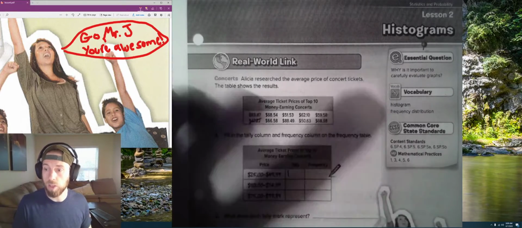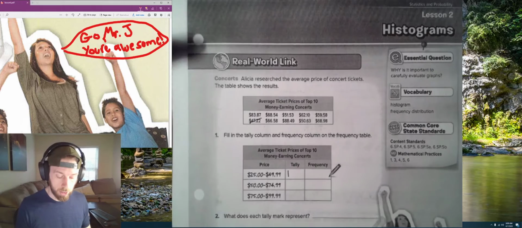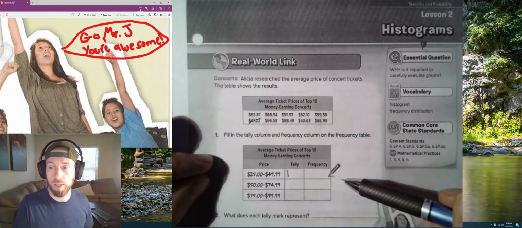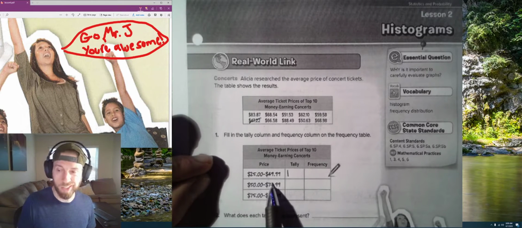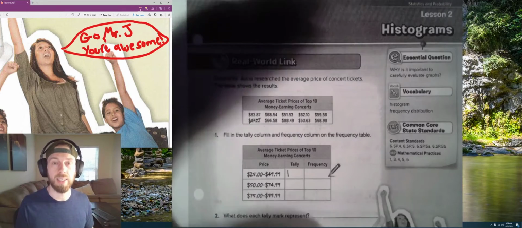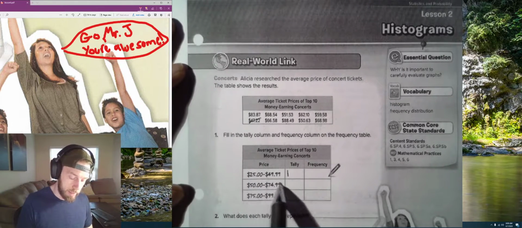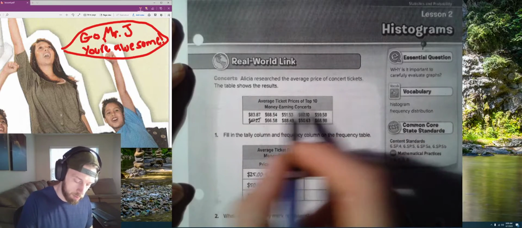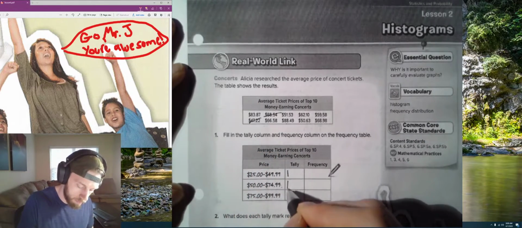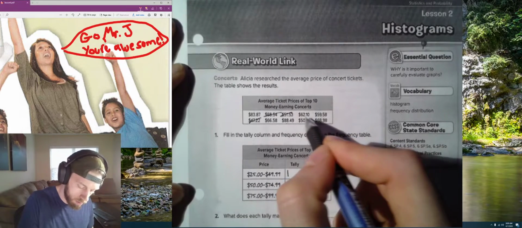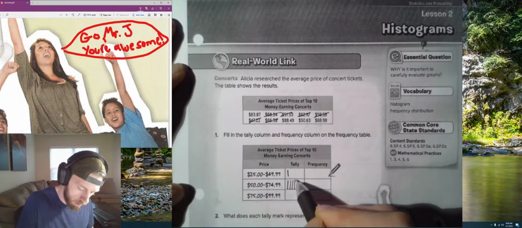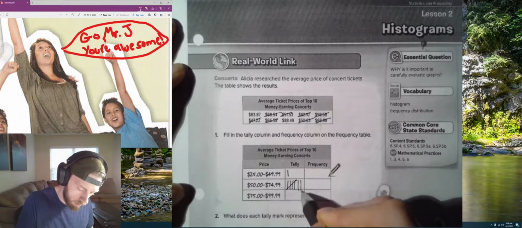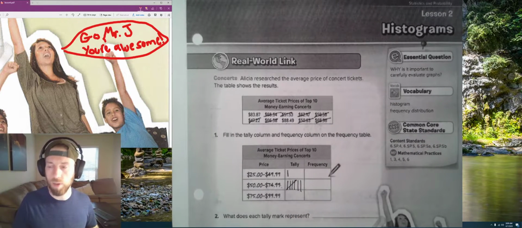This is really important because the intervals on your histograms or on your frequency tables have to be the same. You can't have an interval of $25 here and then an interval of $10 here. It doesn't work like that. You've got to be consistent. So we're going to check and see how many ticket prices we have between 50 and 74.99. There's one, two, three, four, five, six, and seven. 7 tickets between $50 and 74.99.